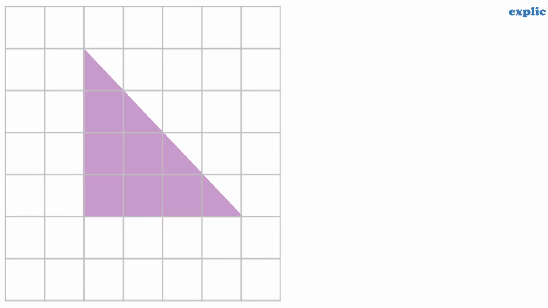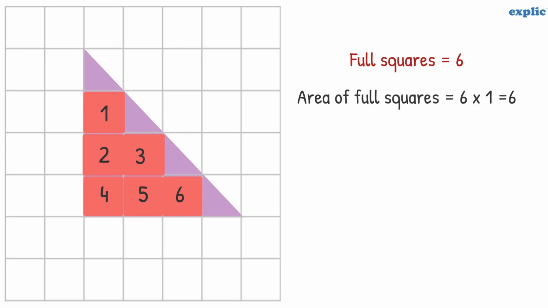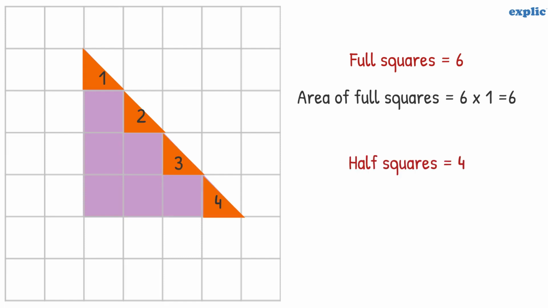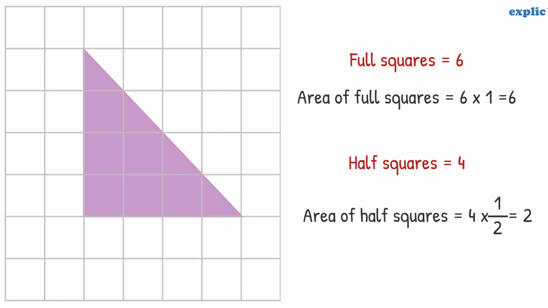Similarly, if you want to find out the area of a triangle, count the full squares. Multiply the count of the squares by 1 to get the area of full squares. Now, count the number of half squares. Multiply it by 1 by 2 to get the area of half squares. Add the area of half squares and full squares to get the area of the triangle.